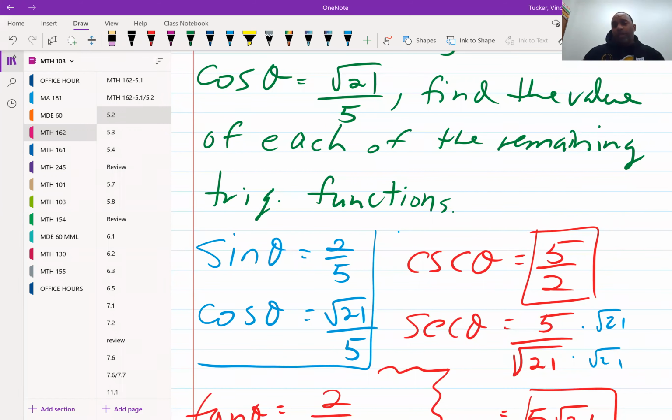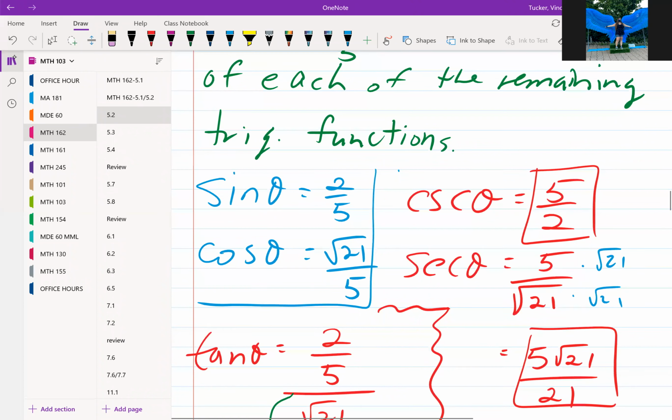And of course, it doesn't matter which order you find your trig functions in, so might as well go to the easiest ones first. So cosecant is going to be 5/2 because all we're doing is flipping the fraction that came from sine. And then secant is going to be 5 over the square root of 21.